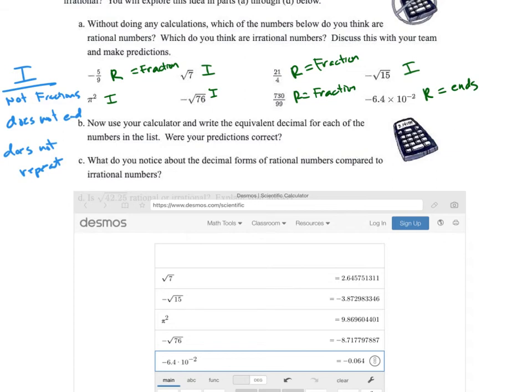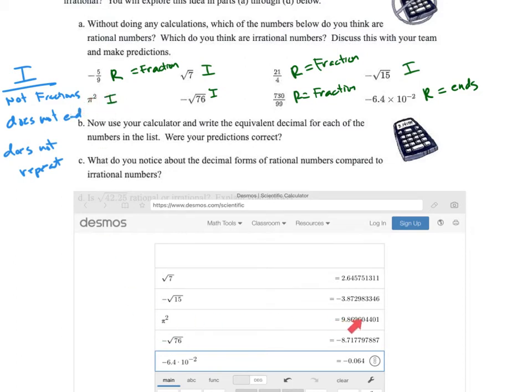All right, so here we are. Looking at these, the first one, you should have got rational. That is a fraction, so therefore it has to be a rational number. This one is irrational. We did this on the last page, but it is the square root of 7. We can see in the calculator it just keeps going on and on and on. It doesn't stop. Then here, 21 over 4, that's again a fraction, so it's rational. Negative square root of 15 is irrational, because again, it just keeps going on and on and on without a pattern. Then after that, I've got pi squared, so just pi times pi.